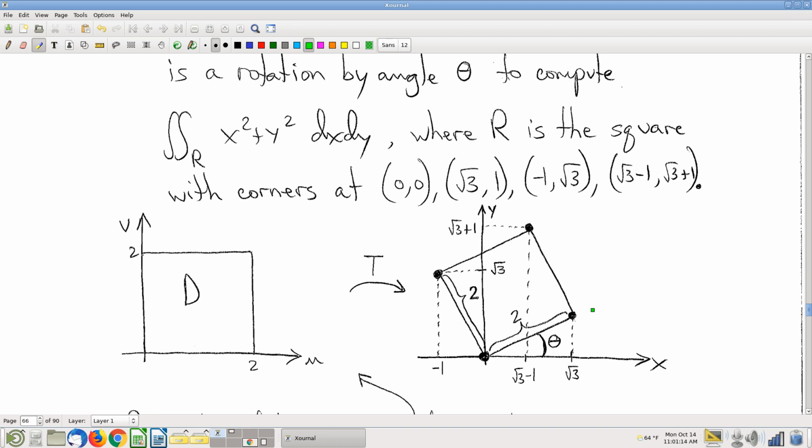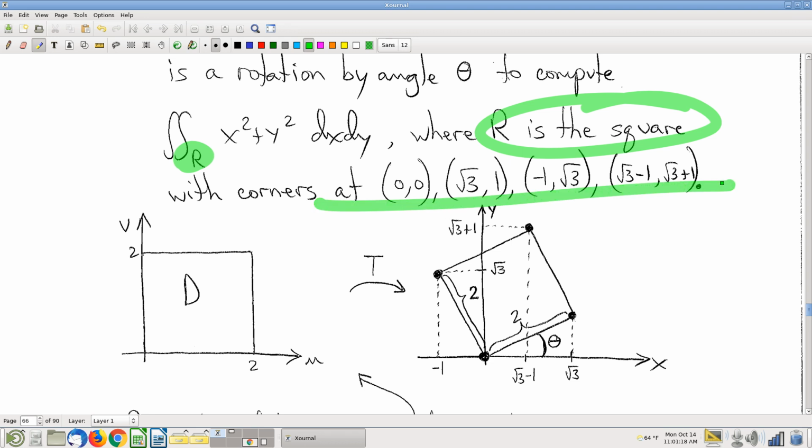Here my domain, R, is this square with certain corners given. The corners being there, there, there, there. So our domain is that. Right? And it's not hard to see how to think of this square as being an image of something nice. I mean, details aside, this is what you get when you make a rotation of that square.